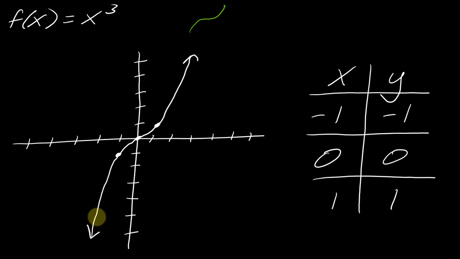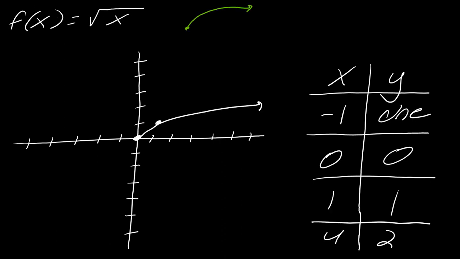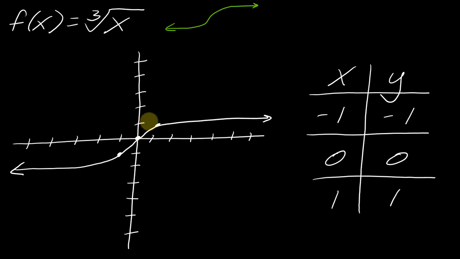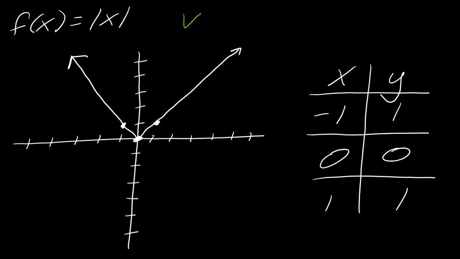So it follows this kind of pattern. We could start here at 0, 0 and then draw the other 2 points, and then I just know now what x cubed looks like. Square root of x, I start here, mark my next point, I've got this half graph. And then cube root of x, so these 3 points, however, now it's going this direction. And then absolute value makes this V.